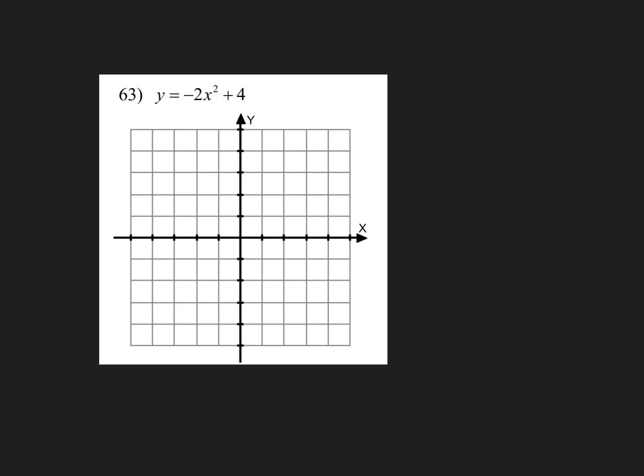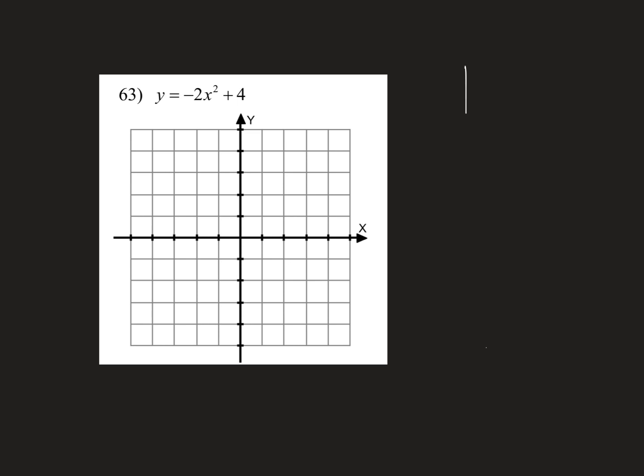All right, so number 63, instead of talking specifically about graphing this type of function, I actually want to use this as a way to approach graphing in general. If you don't know how a graph of a function looks, the best approach is to start by making a t-chart.